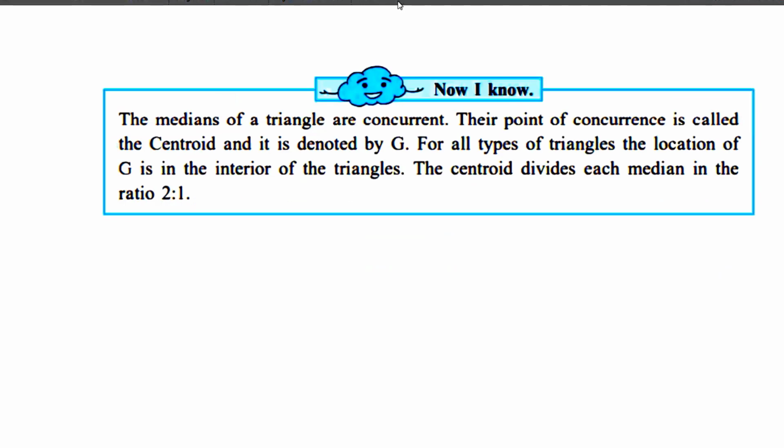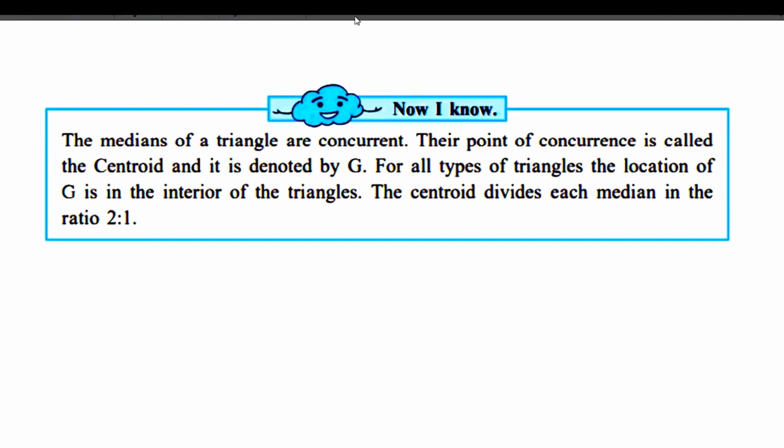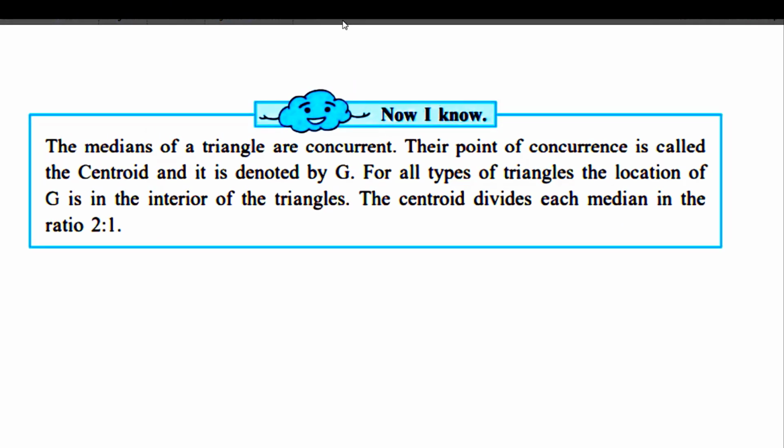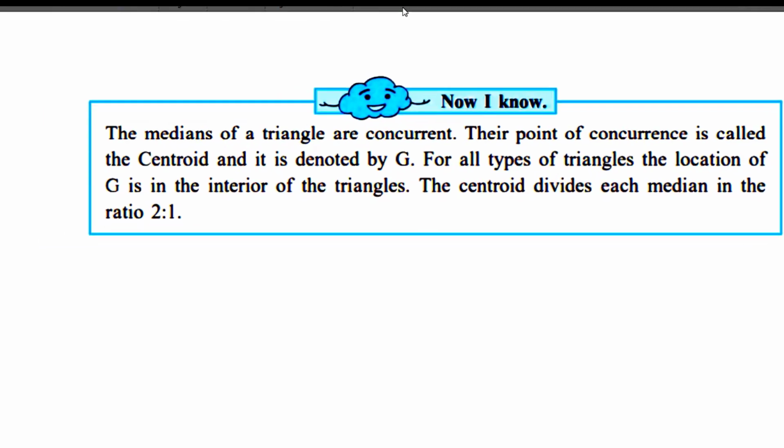Also, the medians of a triangle are concurrent. Their point of concurrence is called the centroid and it is denoted by letter G. For all types of triangle, the location of centroid G is in the interior of the triangle. The centroid divides each median in the ratio 2:1.